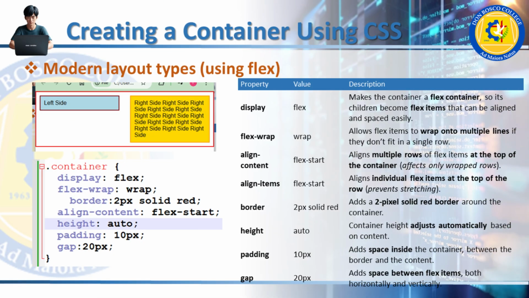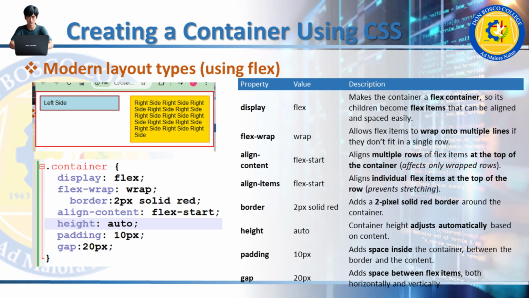Please read and understand the given CSS code that uses display: flex. Let us review how the given properties work. The display: flex property makes the container a flex container, allowing its children to become flex items that can be easily aligned and spaced. The flex-wrap property allows flex items to wrap onto multiple lines if they do not fit in a single row.